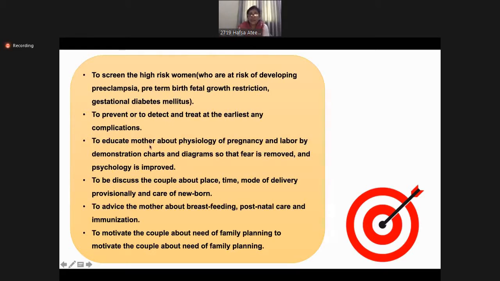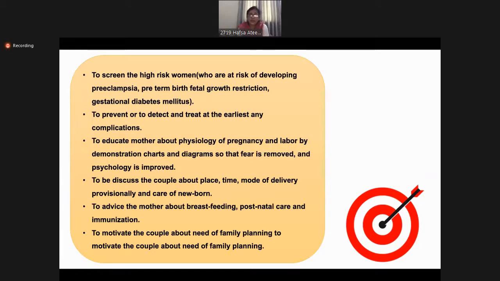And this should be done by proper demonstration charts and diagrams, so that the fear of pregnancy and especially the fear of labor is removed and the psychology of the patient is improved. So the patient should be happy during pregnancy, so that she should have a very good experience during the pregnancy and labor. And at the end of the pregnancy, she should have a very healthy baby and a very good experience that she has gone through pregnancy. Actually, pregnancy is not a pathology. Pregnancy is just an altered physiology.